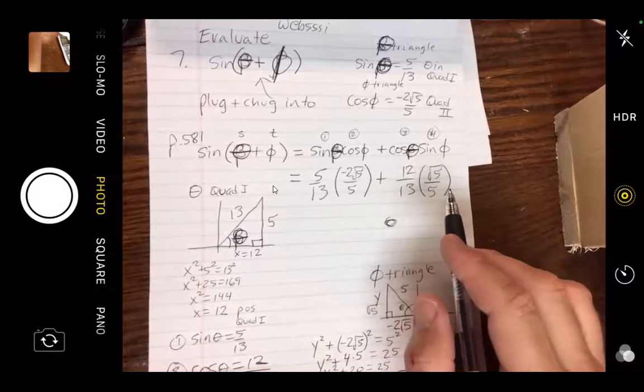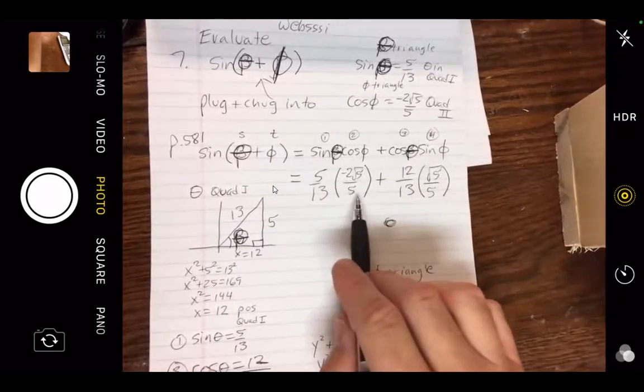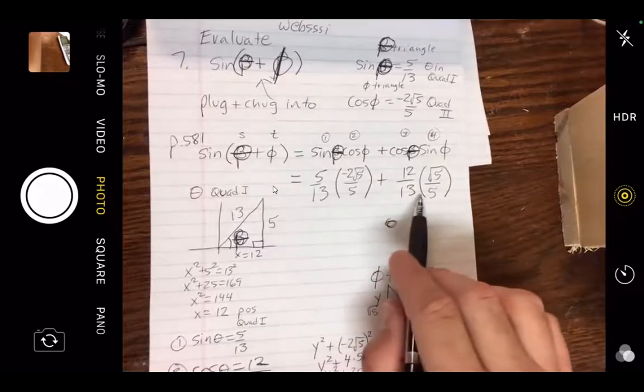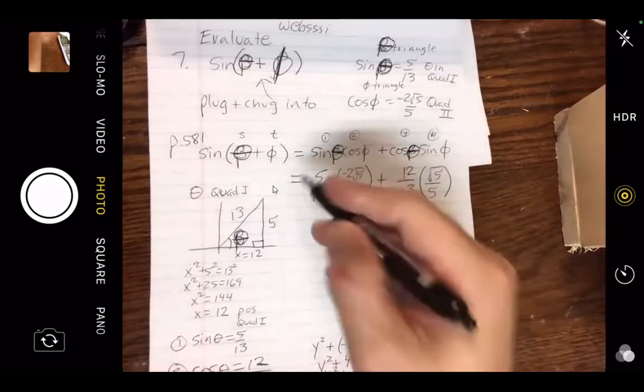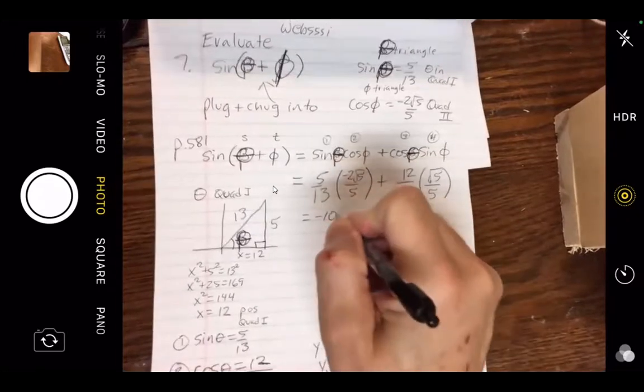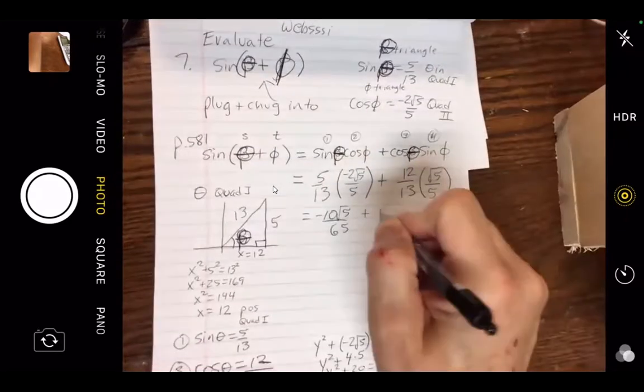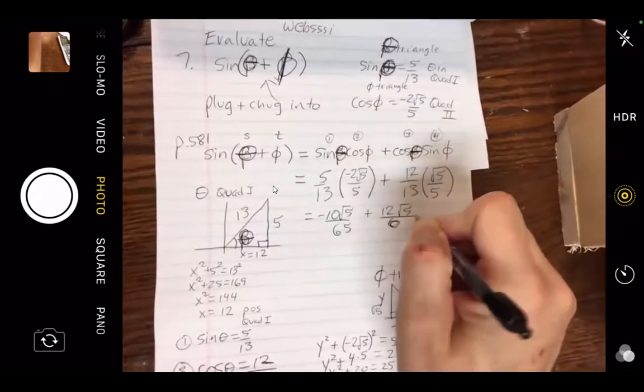So I could cancel the 5s, but it throws me off a common denominator. See, I've got a common denominator of 65. I might want to leave that. Looks like I'm getting a -10 √5 over 65, add 12 √5 over 65.